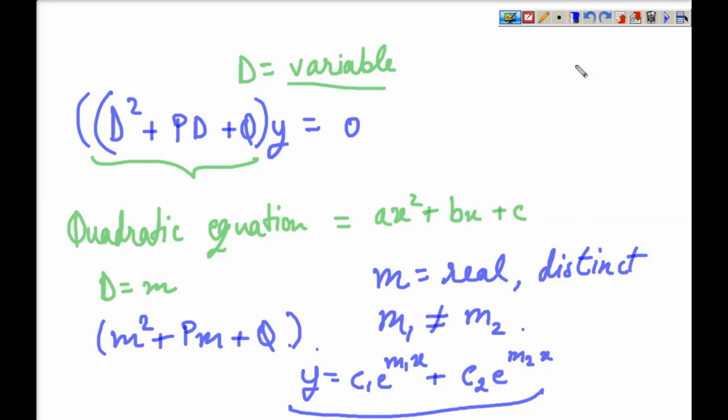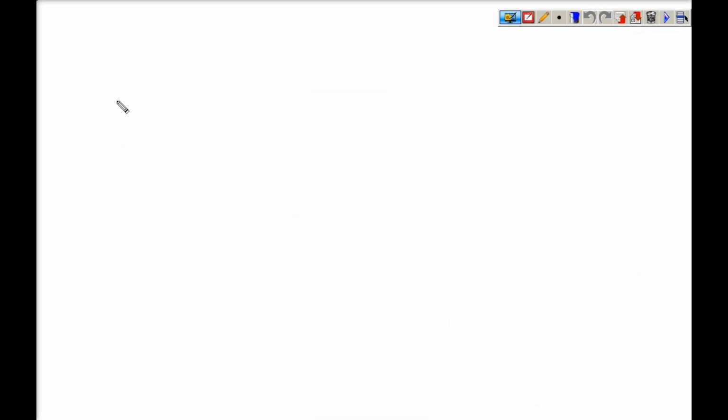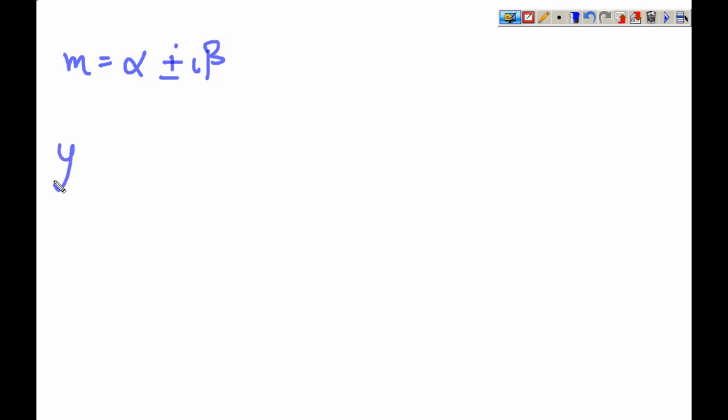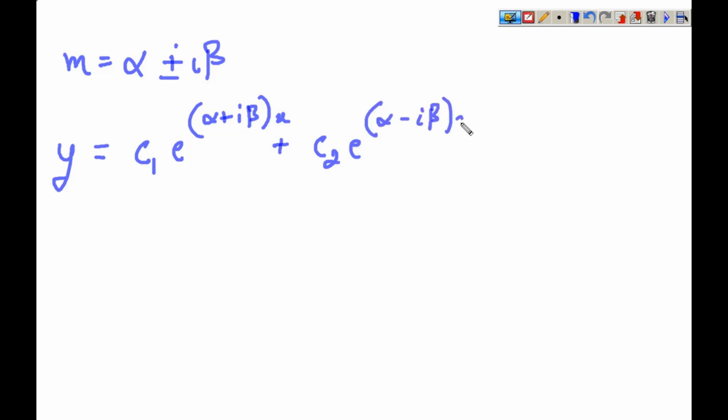Similarly, we are not always going to get m as real and distinct. Sometimes we'll get m as complex numbers. So if I'm getting m in the form of a complex number, let's say alpha plus minus i beta, right? This is the complex part. So the general solution of the differential equation will be y equals c1e^((alpha plus i beta)x) plus c2e^((alpha minus i beta)x).